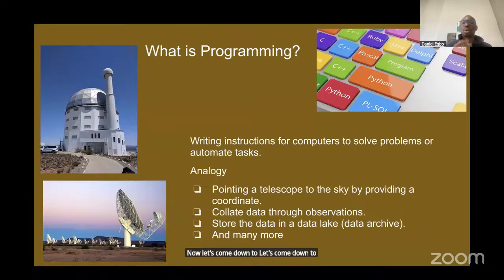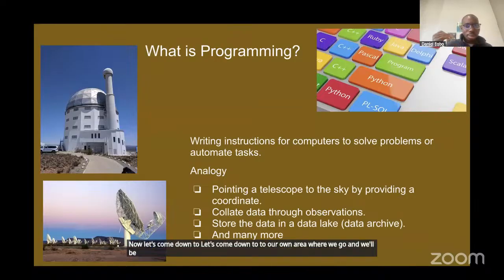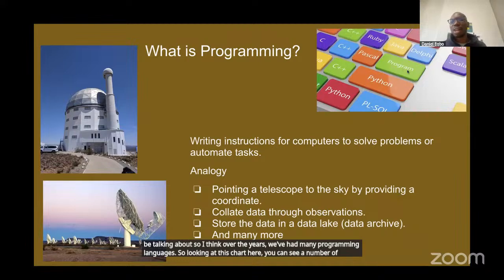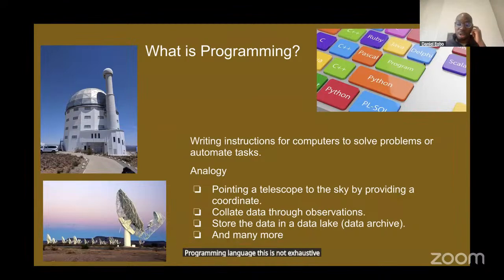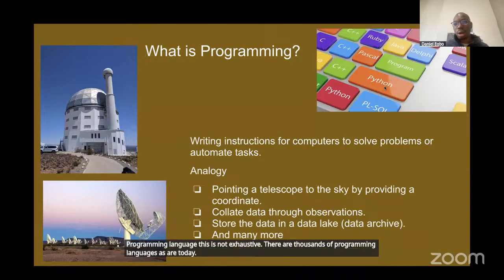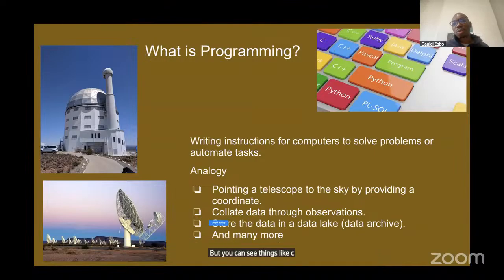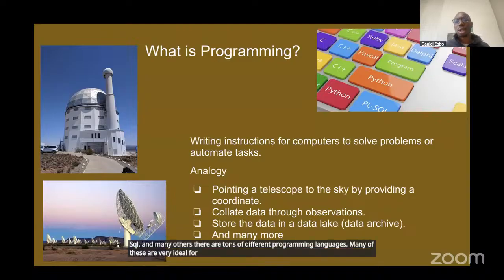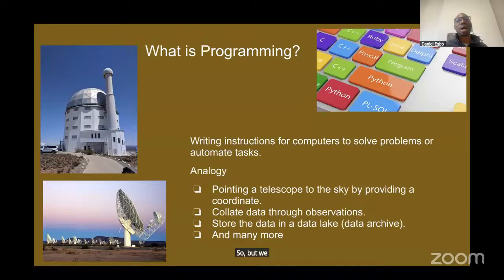Then let's come down to our own area that we'll be talking about. Over the years, we've had many programming languages. Looking at this chart, you can see a number of programming languages. This is not exhaustive. There are thousands of programming languages as of today. You can see things like C, C++, Ruby, Java, Perl, Python, SQL, and many others. Many of these are ideal for different purposes. But we're focusing our attention on Python programming because that is the language we'll be using for the rest of this training.